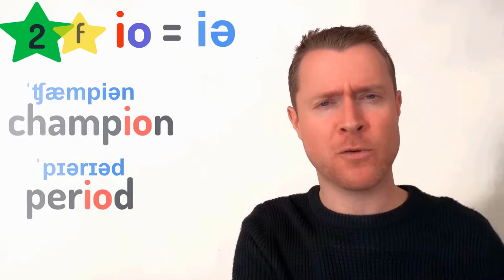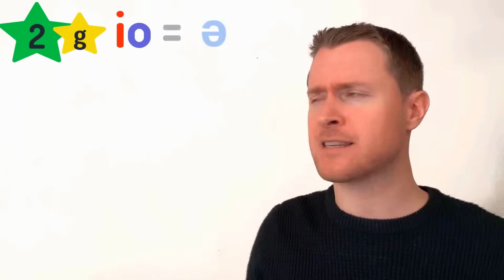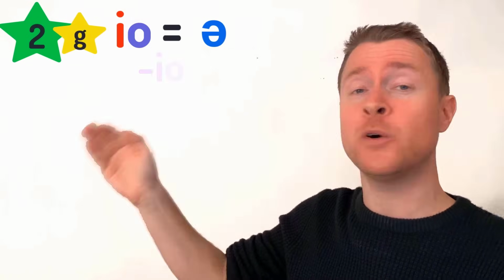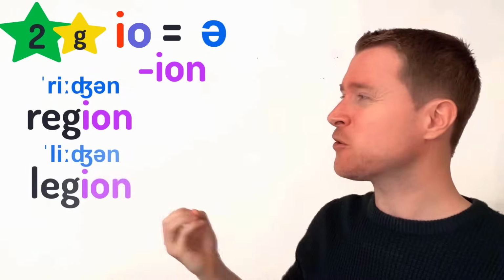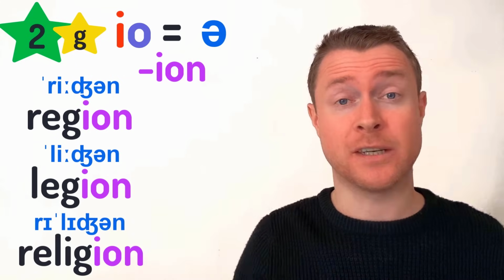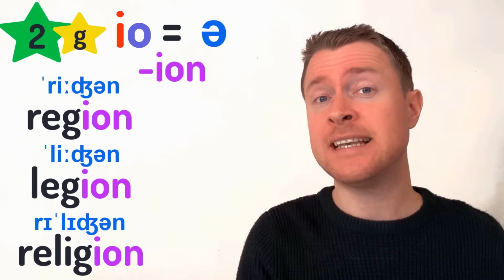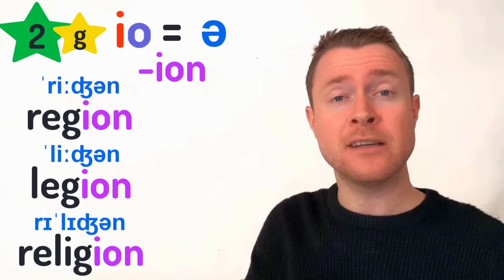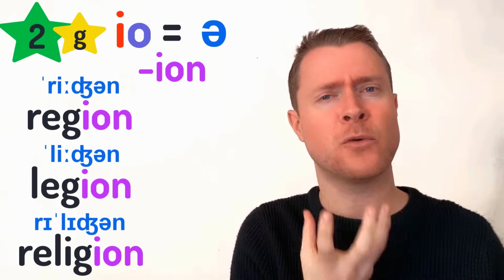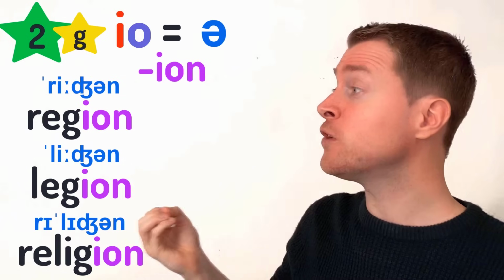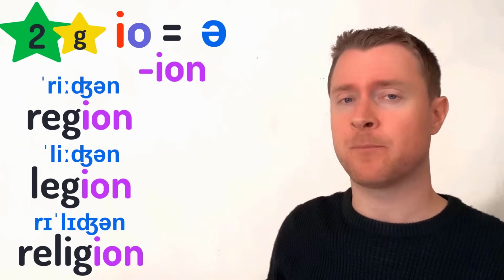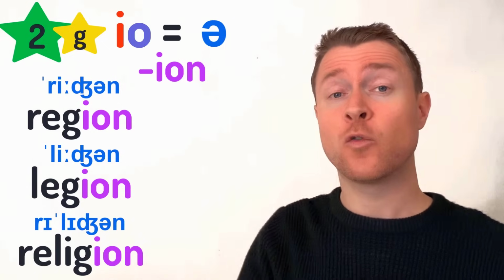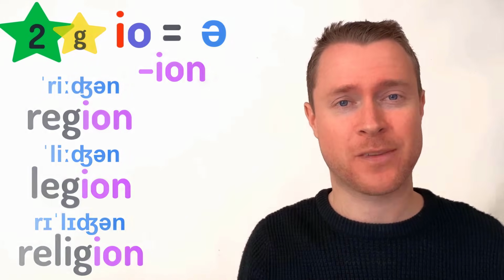Champion and period. Then you've got I-O pronounced simply as a schwa sound in words that have I-O and N at the end, like region, legion, and religion. Here, that jun is just pronounced jun, with a schwa: religion, region, and legion. Okay, practice with me. Region, legion, and religion. Okay?